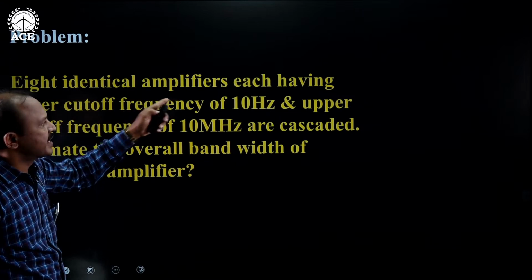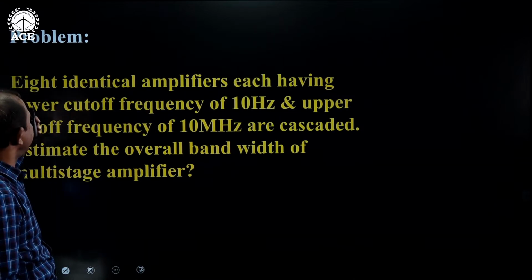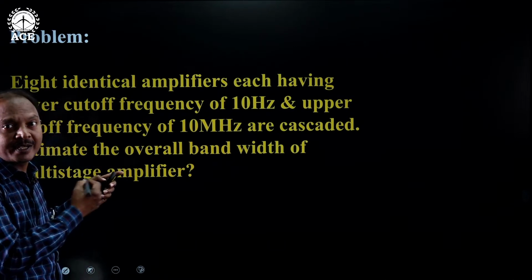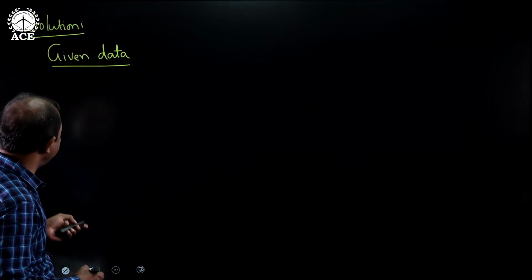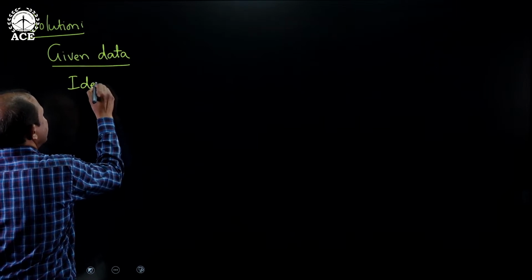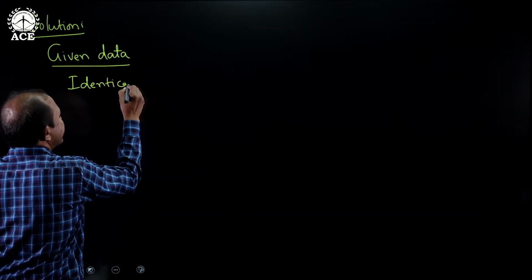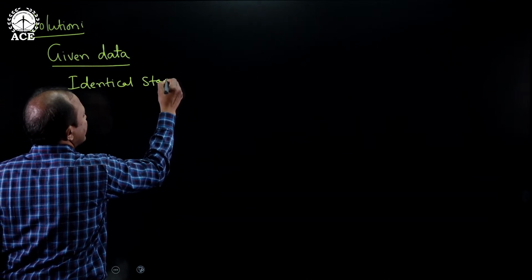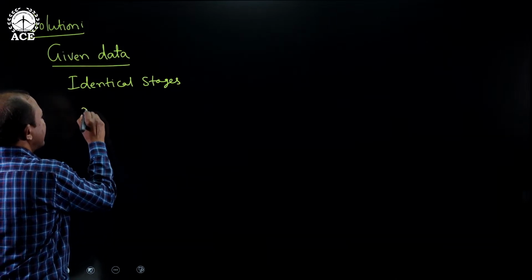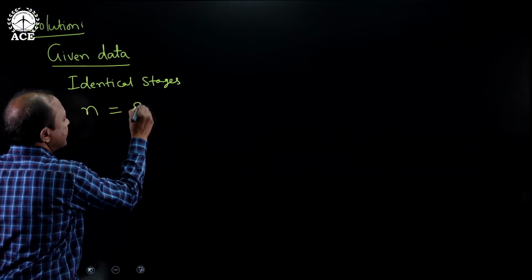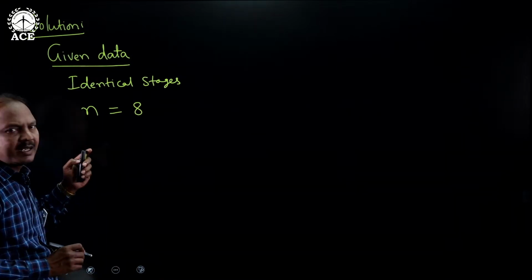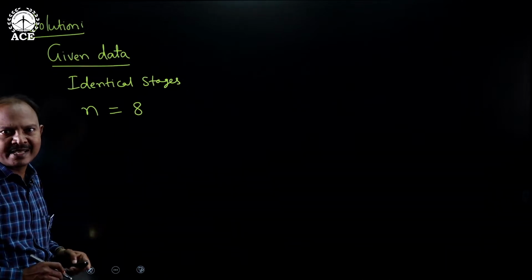8 identical amplifiers. If you look at the first line in the question, 8 identical amplifiers. Two important points are available in this information. Identical stages is mentioned by the examiner. This is one clue for us: identical stages are cascaded. Second information available is N, the number of stages, is 8, given by the examiner.